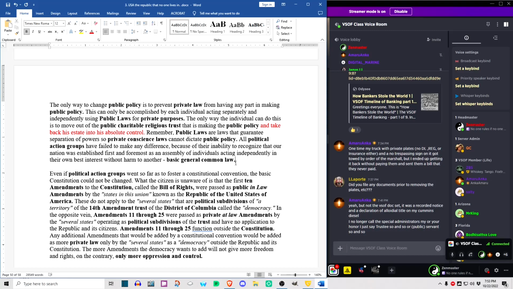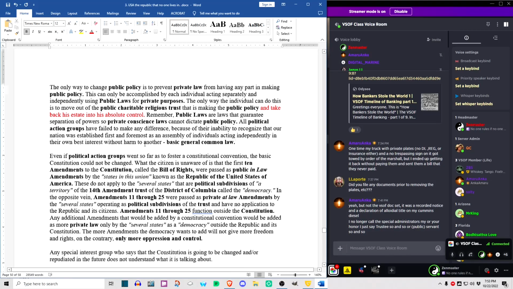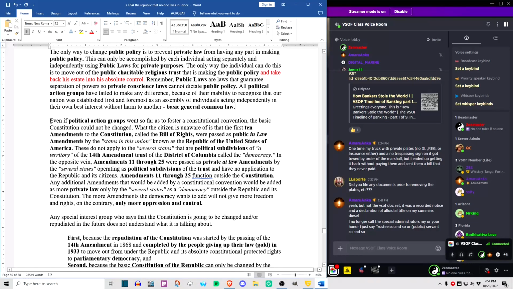Literally. If a grand jury gets together and says, you know what, we don't like what that corporation's doing. Or, you know what, this guy's gone nuts and he's polluting the river unnecessarily. Or whatever it may be. Doesn't matter. They can write an indictment and indict whatever they want as far as that general common law is concerned. So, with that, even if political action groups went so far as to foster a constitutional convention, the basic constitution could not be changed.